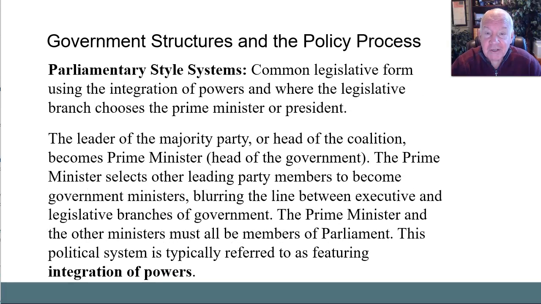A parliamentary style system is a common legislative form using the integration of powers, where the legislative branch chooses the prime minister or president. The leader of the majority party or head of the coalition becomes prime minister or head of government. The prime minister selects other leading party members to become government ministers, blurring the line between executive and legislative branches of government. The prime minister and other ministers must all be members of parliament. This political system is typically referred to as featuring integration of powers.